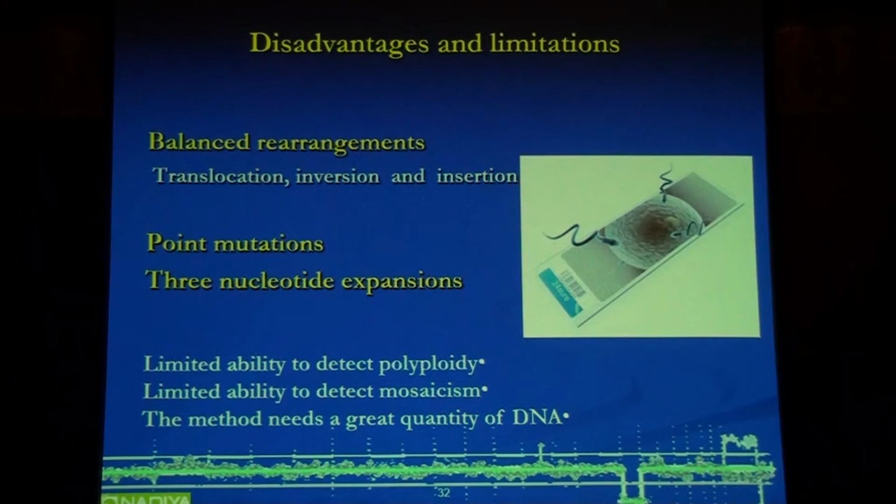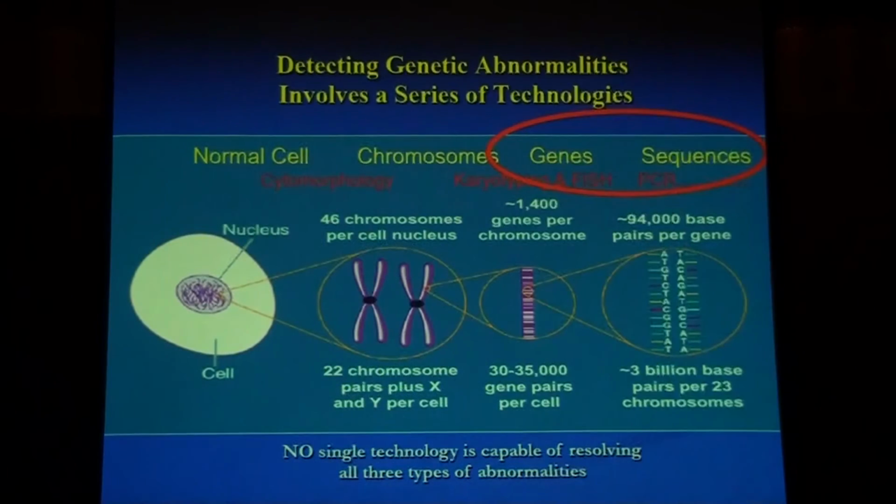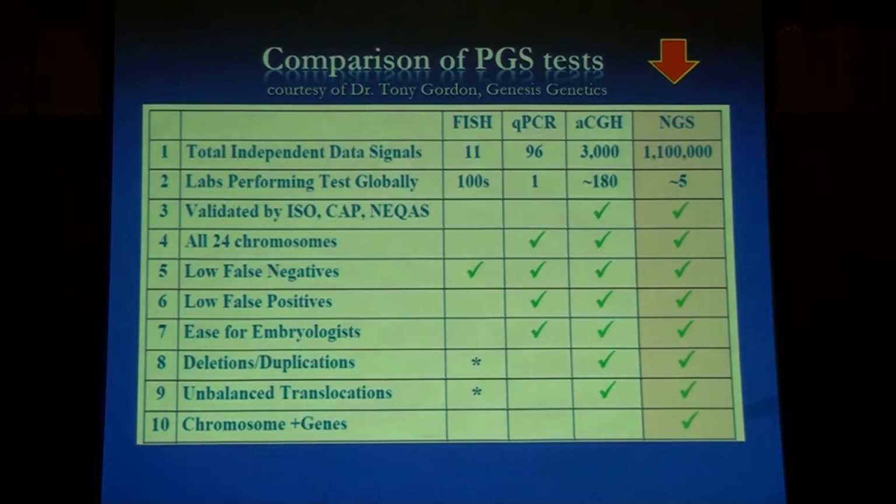If you use the microarray, you cannot detect balanced translocation. You cannot detect point mutation for a single gene. You cannot detect triplet repeat expansion like in cases of Fragile X syndrome, and you have limited ability to detect polyploidy and limited ability to detect mosaicism. So we looked for a technique that can cover this molecular study with the chromosomes. And actually the solution was next generation sequencing.